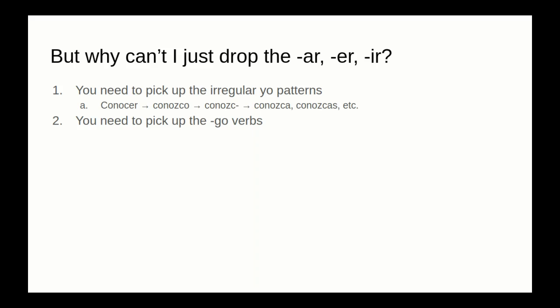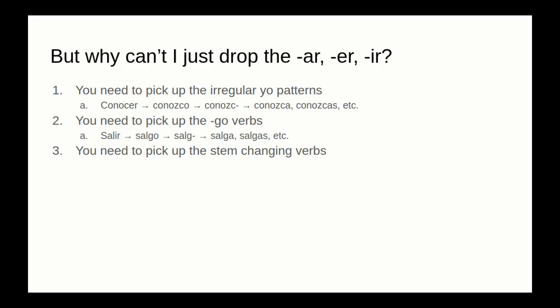You also need to pick up those go verbs. Verbs like salir, which means to go out. Salir becomes salgo. Drop the o, salg. And then switch the endings. It's an IR verb. Let's use the AR endings. Salga, salgas, salga. And notice I dragged that salg from the yo form in the present tense through all of the different forms in the subjunctive.